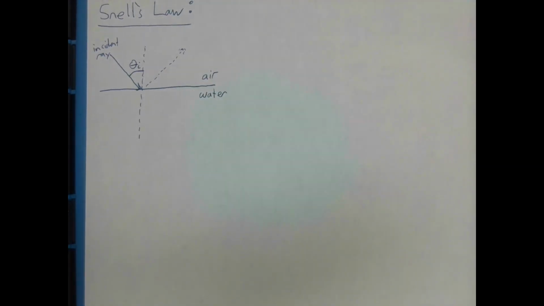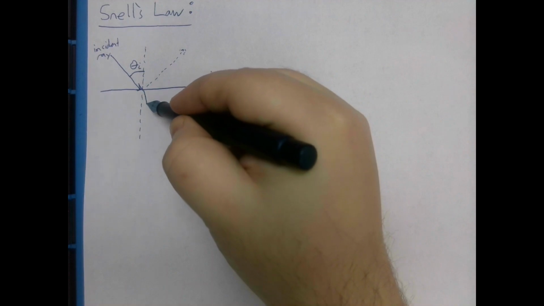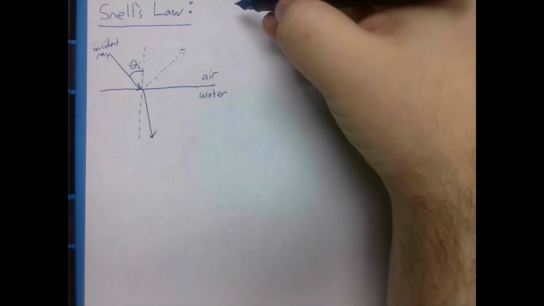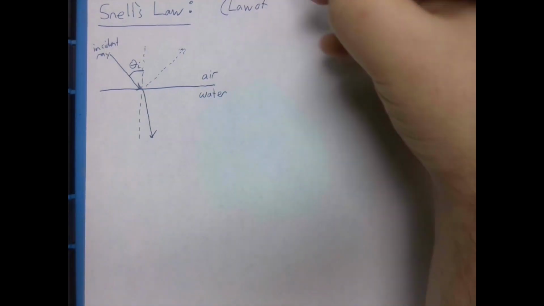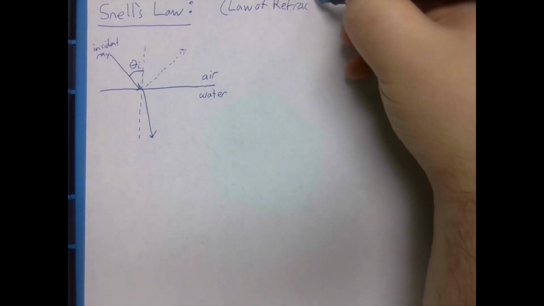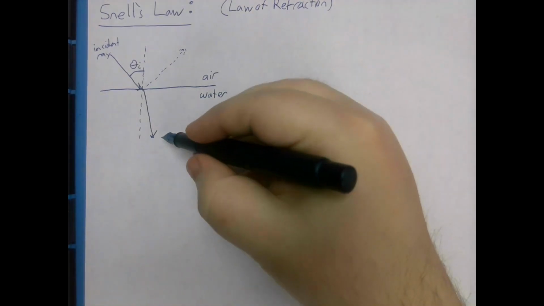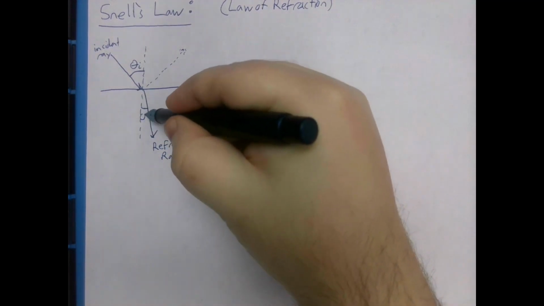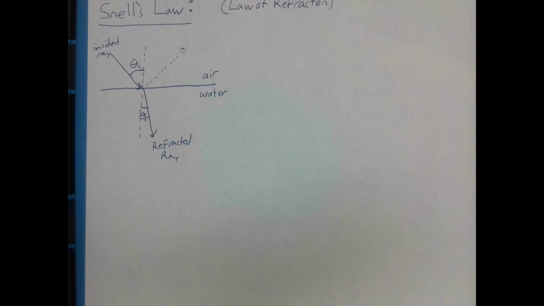What's another thing that could happen? It could be absorbed, and go through. But what angle will it go through at? This is also known as the law of refraction. So this is the refracted ray, theta r. You'll notice how I've drawn it. These two angles are not the same.